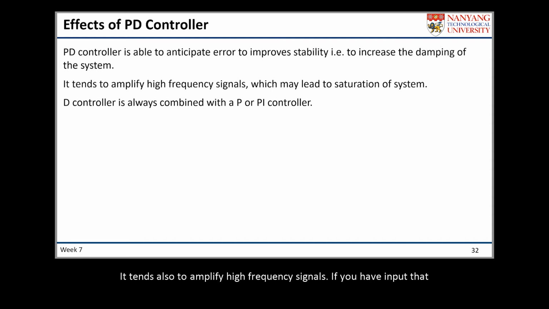It also tends to amplify high frequency signals. If your input contains high frequency signals, they will be amplified in your response. So PD control is not really suitable for applications with high frequency input. In addition, as I mentioned, D is normally combined with P, but you can also combine it with PI. In such a case, we will have a PID controller.